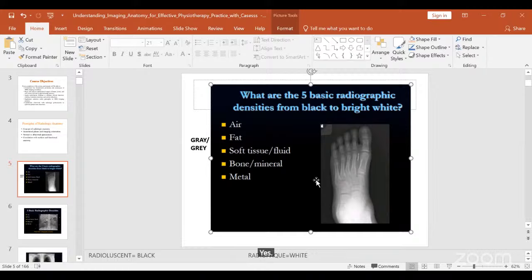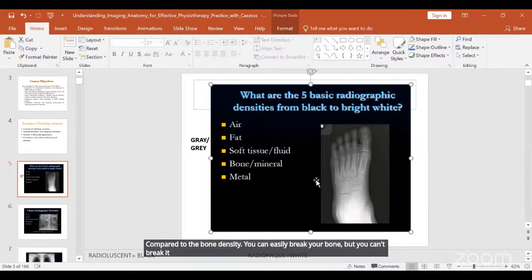Yes, sir. Even though the bones are thicker than that very tiny needle, can we appreciate it? Why? Because this is metallic. Are we together? Metal has high atomic density compared to the bone density. You can easily break a bone, but you cannot easily break a metal.